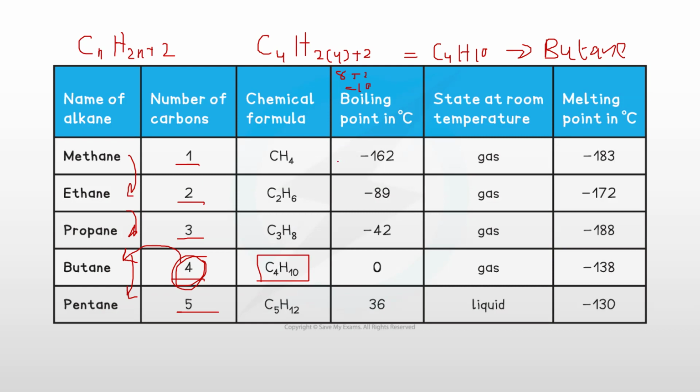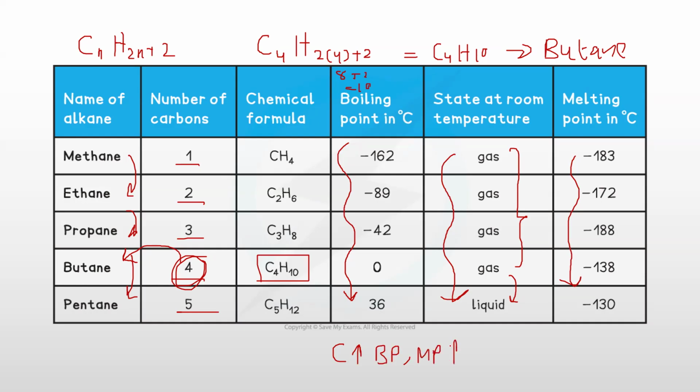Here you can see that as we go down the table, as the number of carbon atoms increases, the boiling point also increases and the state also changes. Only the first 4 alkanes are gases. After that, the state gets denser because density is increasing. And the melting point is also increasing because as the number of carbon atoms increases, the boiling point and the melting point increase.